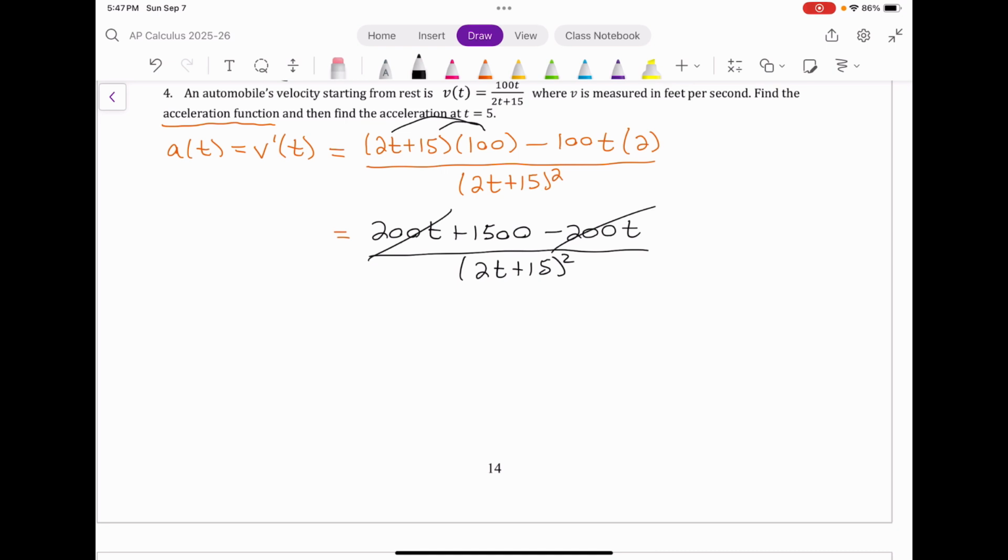Okay, those 200 t's are going to zero out. So our acceleration function is 1,500 over (2t plus 15) squared. And then they want us to find the acceleration at 5 seconds. So let's plug it in here.